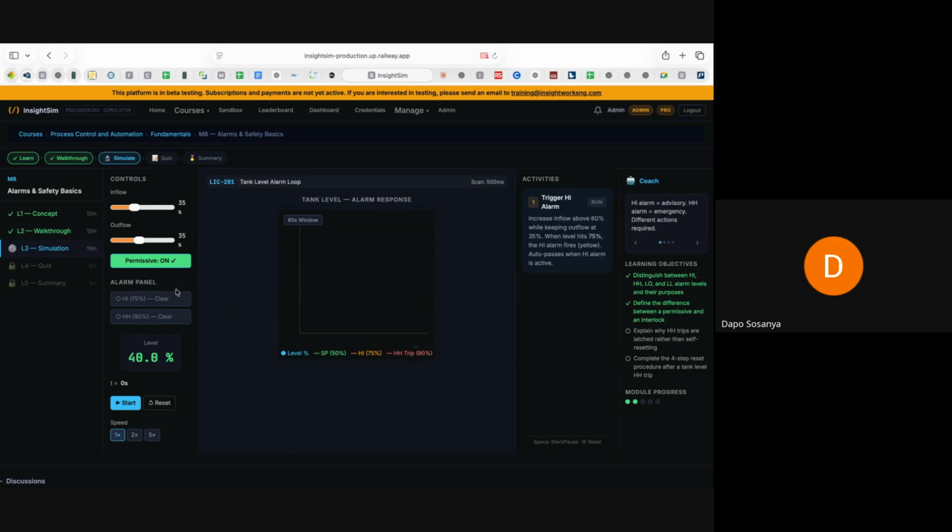Okay. So this is normal operation. Let me talk about this. This is the controls. This is the alarm panel. The high alarm is set at 75. The high-high is set at 90%, right? The level is at 40%. This is the slider to increase or reduce the inflow, and this is for the outflow.